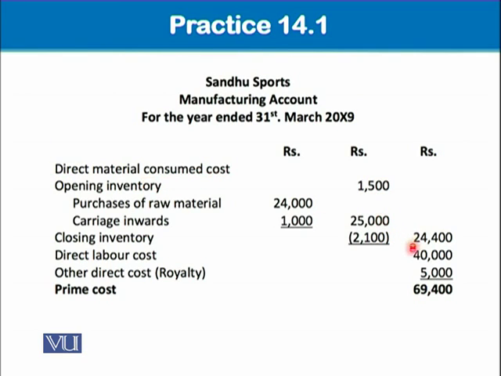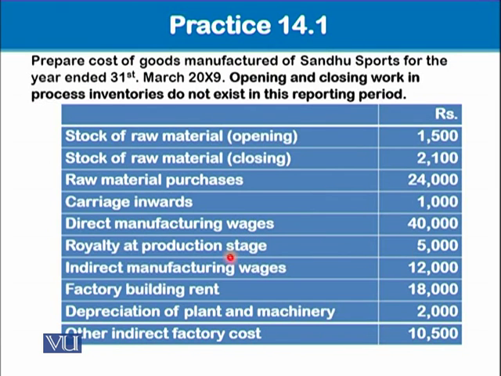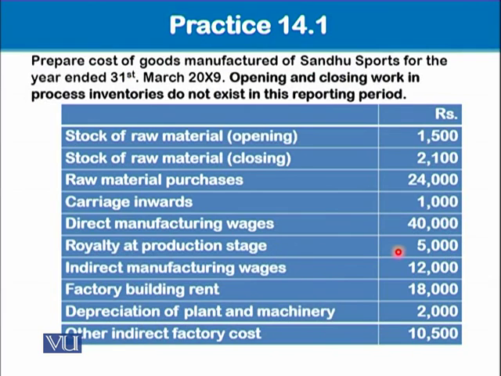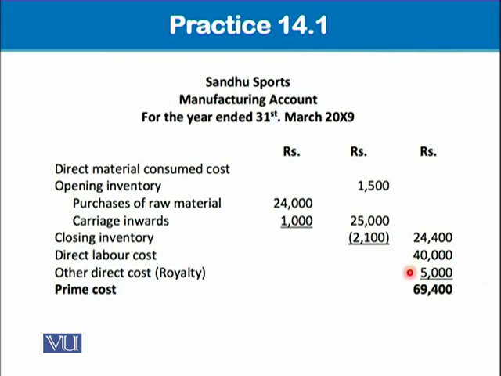Then we have to put direct labor cost. Here is direct labor cost, which is the manufacturing wages, 40,000. We'll put it over here. And then other direct cost. This is that royalty, which we can trace with the individual cost unit or the product. Make the total of these three items. You get 69,400. This 69,400 is the prime cost.